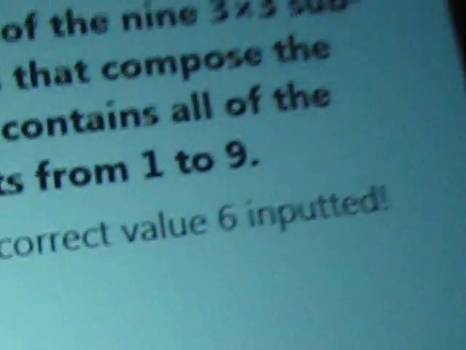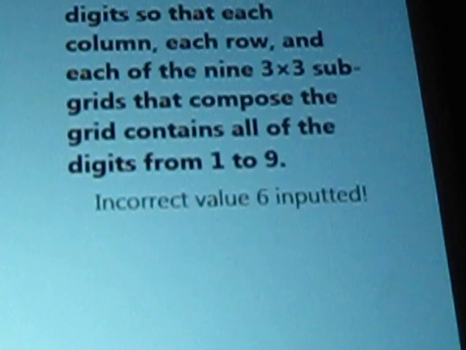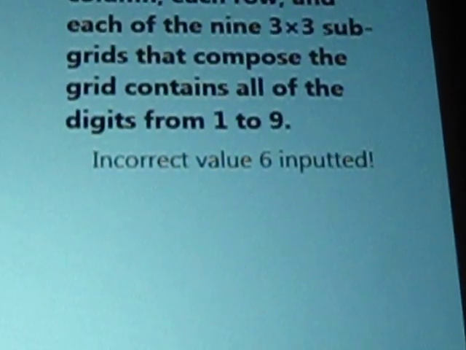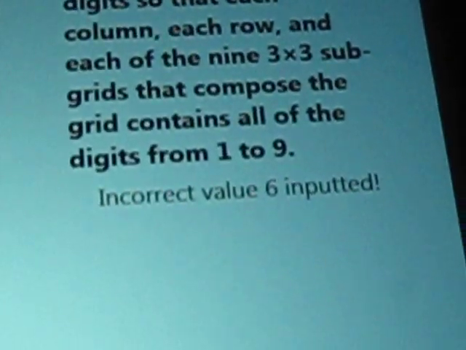So here I press the number 6, but we know the next cell, number 6, is already available. So we know this cell cannot have number 6. And here on the right side of the screen, the user can be told if they've inputted an incorrect value.